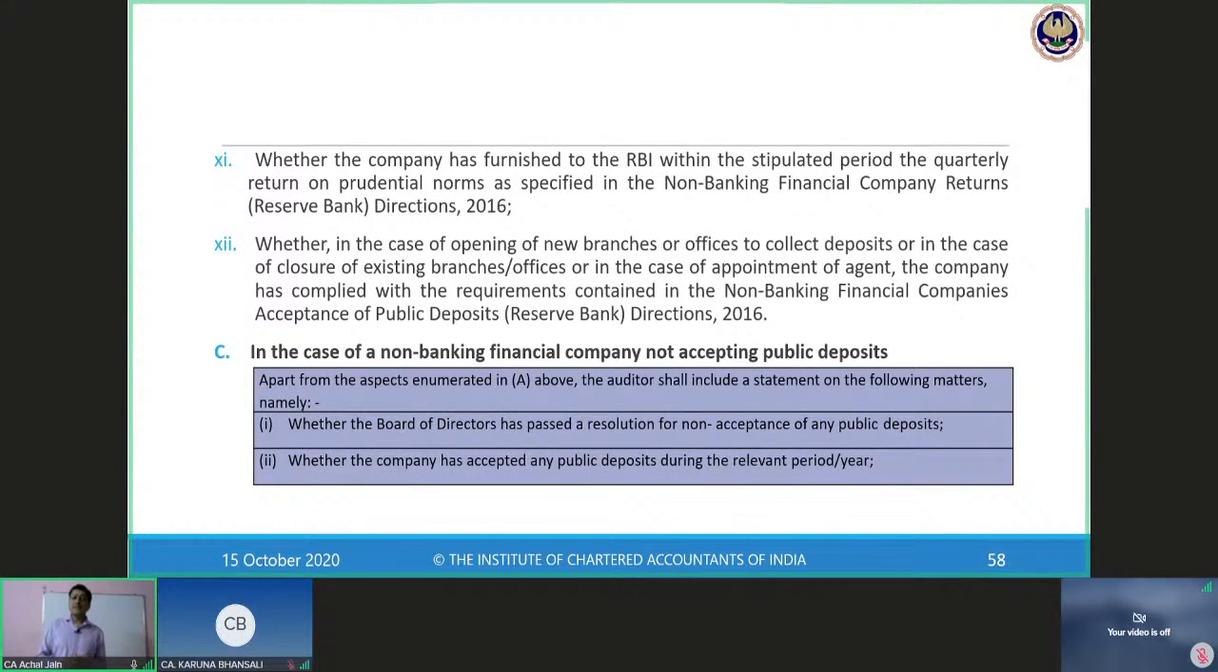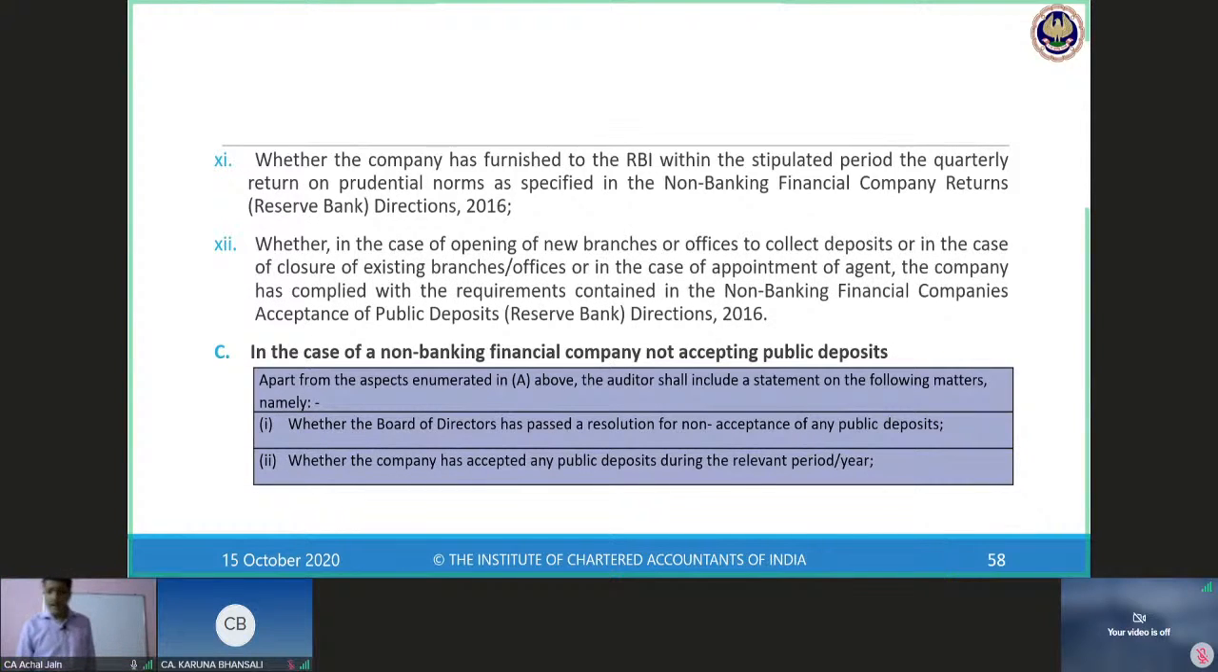Next, whether the NBFC has furnished to the RBI the quarterly return on prudential norms, which are again specified. Quarterly returns, which quarterly returns? Which are specified in again a different set of directions. Whether in case of opening of new branches of an NBFC, opening of new office of an NBFC, to collect deposits, or in the case of closure of existing branches or offices, or in the case of appointment of agent, the company has complied with requirements of acceptance of public deposit directions.